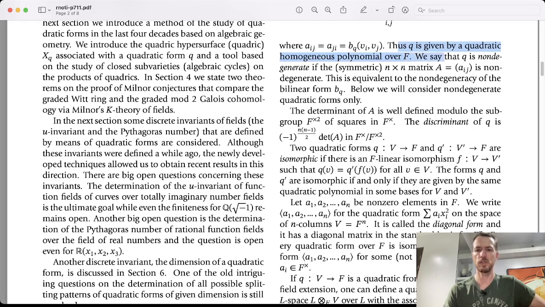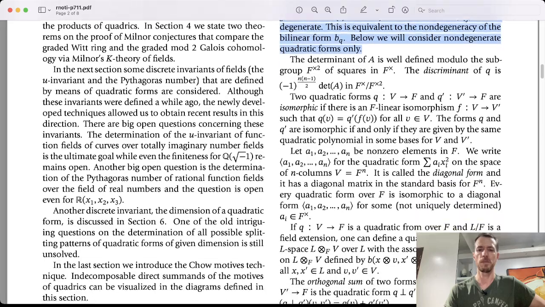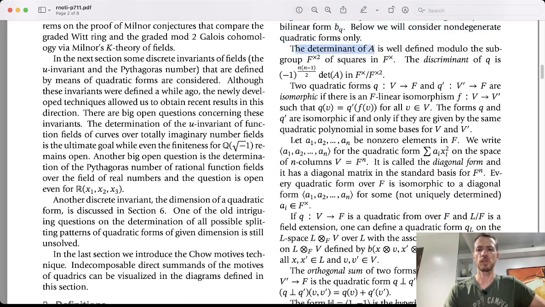We say that Q is non-degenerate if the symmetric n by n matrix big A equals aij is non-degenerate. This is equivalent to the non-degeneracy of the bilinear form BQ. Below we'll consider non-degenerate quadratic forms only. The determinant of big A is well-defined modulo the subgroup big F times squared of squares in big F times. The discriminant of Q is -1 to the power n times n minus 1 over 2, times the determinant of big A, in big F times mod the square of big F times.